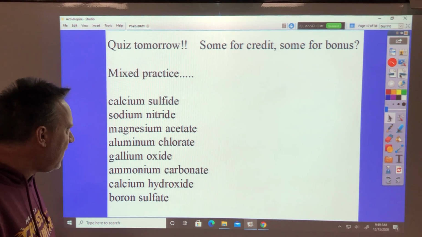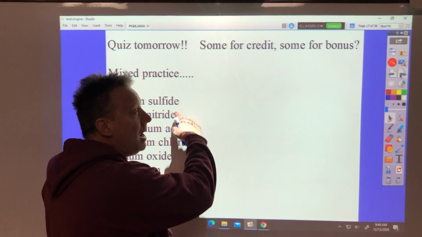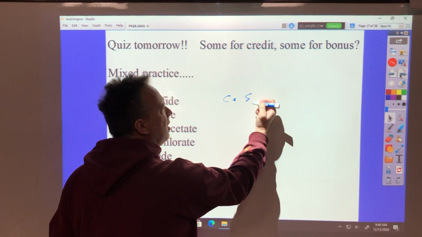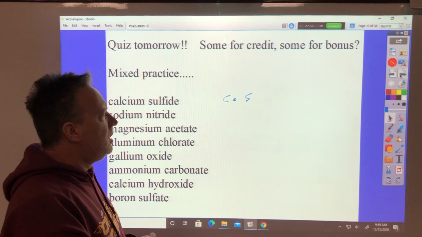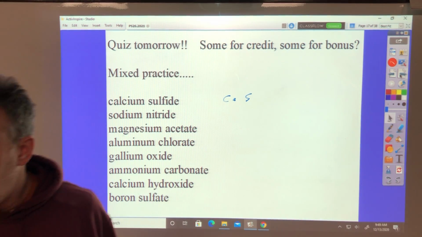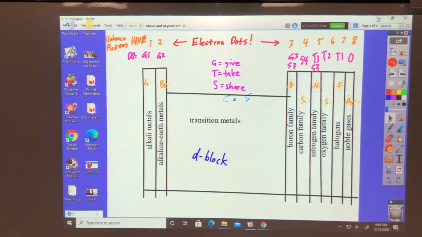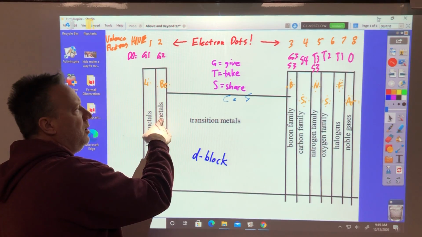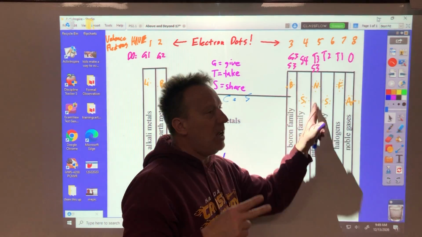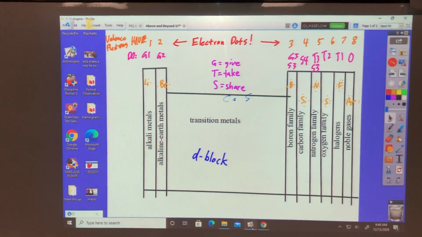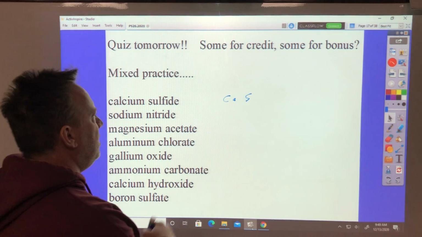Calcium sulfide ends in "ide", so it's binary, which means it has calcium and sulfur. Calcium, if you look this up, gives 2, sulfur's taking 2, that's a match, so it's just CaS.